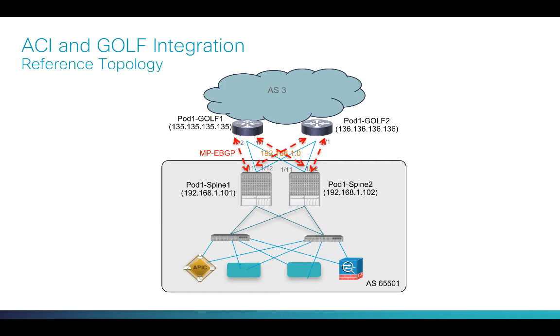There's a couple of design choices you have in terms of topology, and the image that you see here is probably the most simple. I have one ACI fabric, two spines, two leaves, nothing fancy here. You can see in the middle I've got a layer of Golf routers, so I've got two Golf routers here for redundancy. But each of the Golf routers will form an MP-BGP connection to each of the spines, right? This is probably the simplest deployment option.